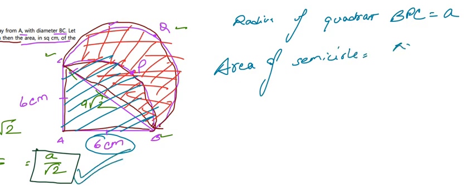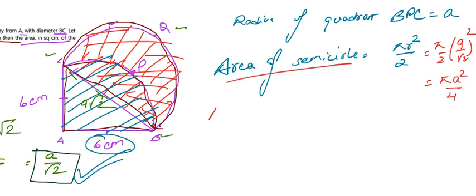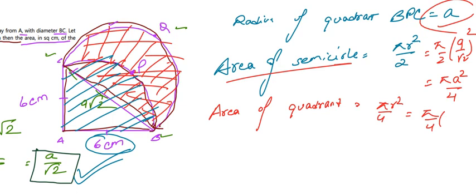Area of semicircle is pi r square by 2, where r is the radius and we are dividing by 2 because this is a semicircle. So here we have pi by 2, r is a by root 2 whole square. Solving this we will get pi a square by 4. So this is our area of semicircle. Now let us find the area of the quadrant. Area of quadrant is pi r square by 4, because a quadrant is a 1/4 part of a circle, so we are dividing it by 4. Here we have radius a, so this will be pi a square by 4.